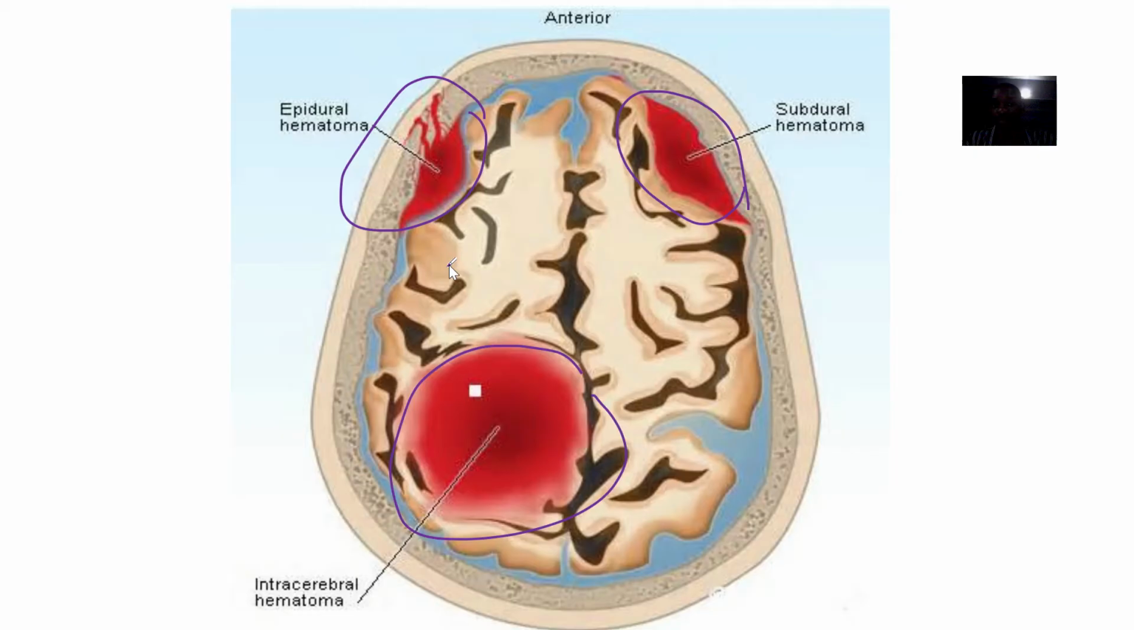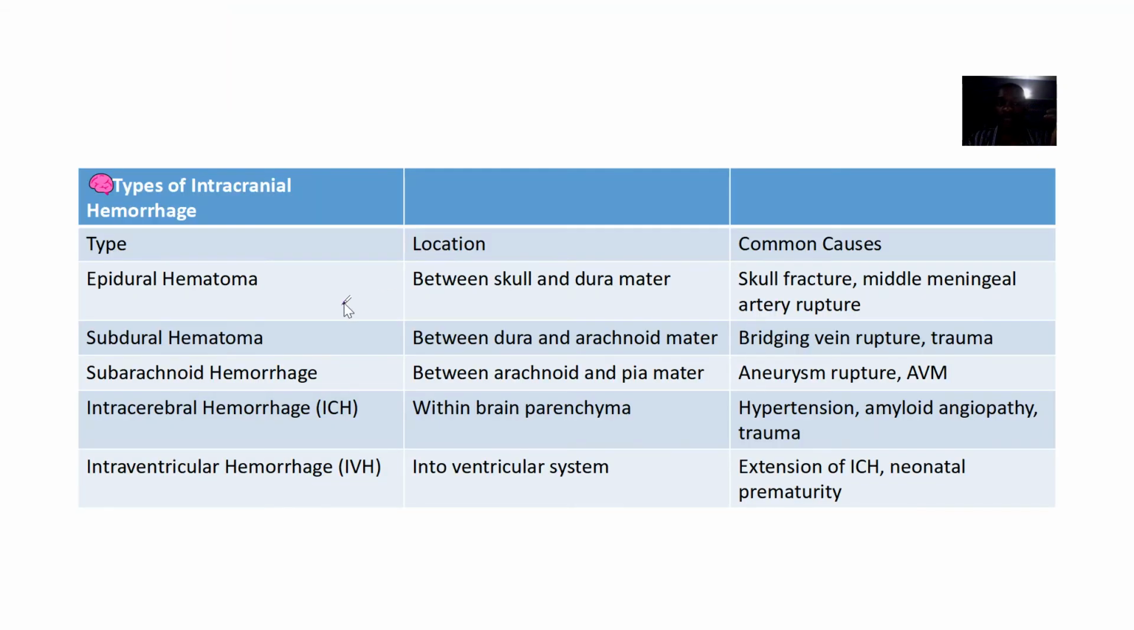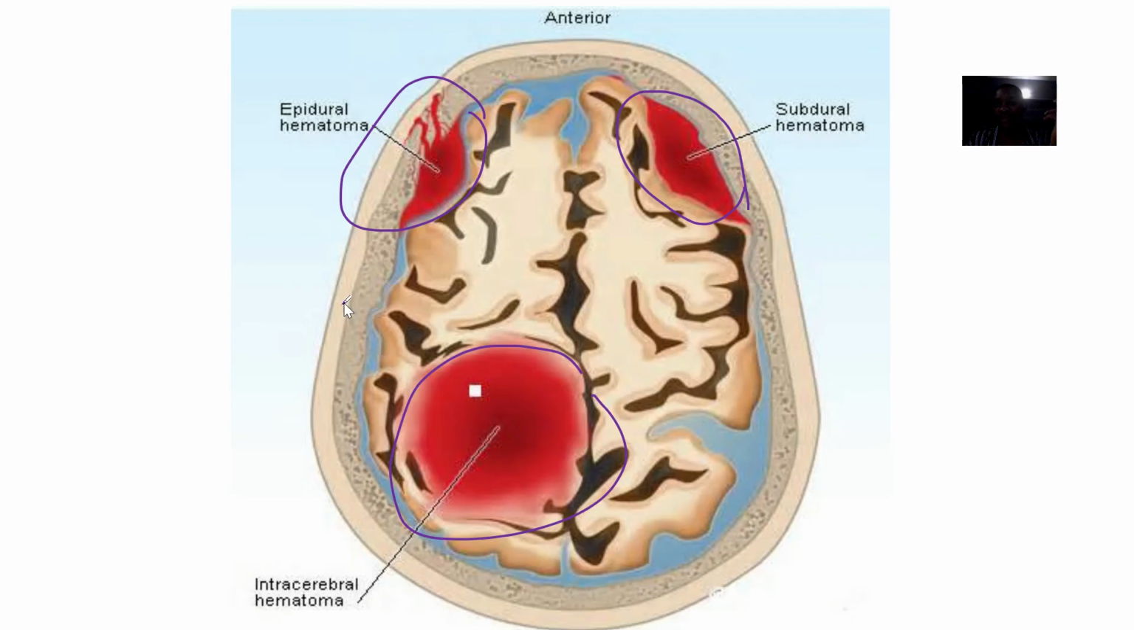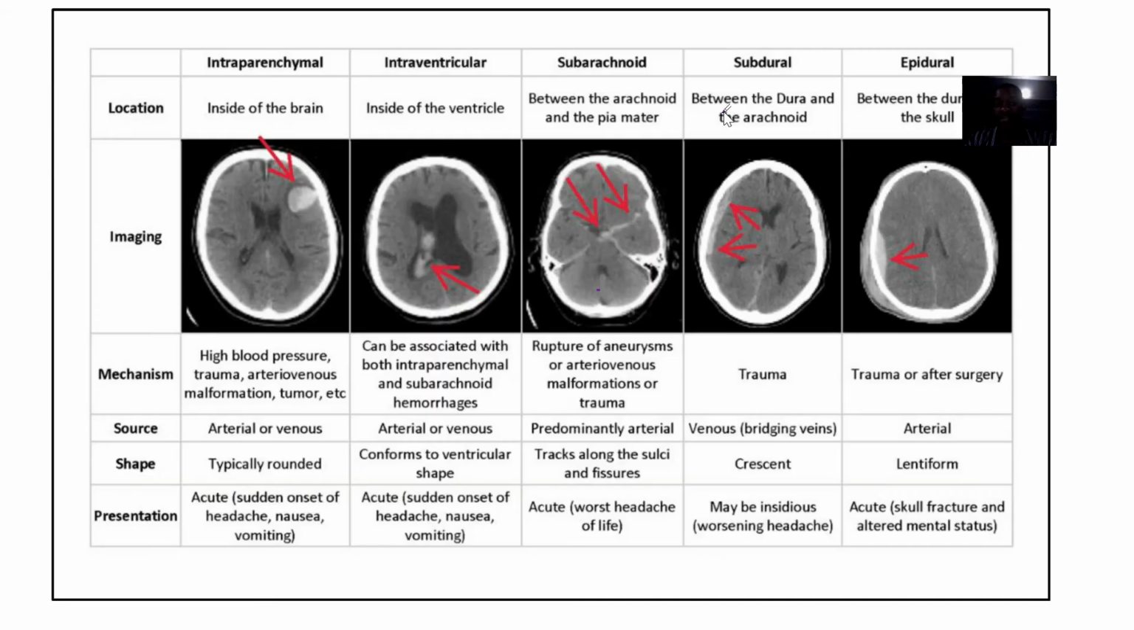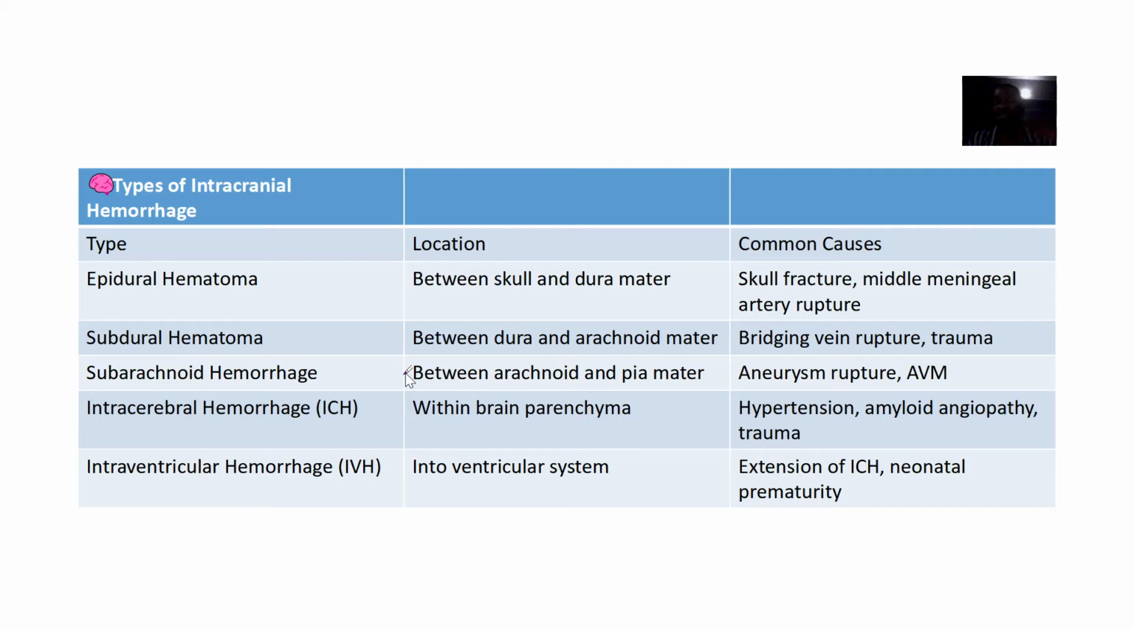So types: we have the epidural. Okay, we have the subdural. Don't know if I have the picture of subdural. Yeah, epidural, subdural, you can get to see them. Then we have the subarachnoid, of course, that is inside the subarachnoid space. Then intracerebral hemorrhage. Then intraventricular, where there is bleeding into the ventricles.